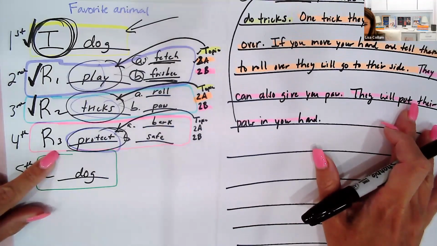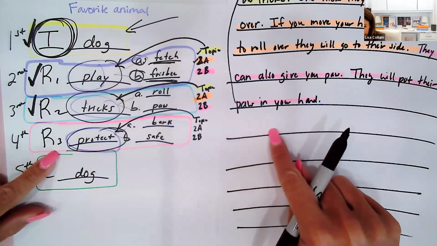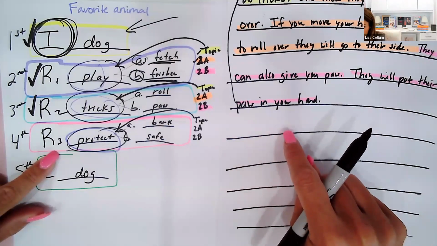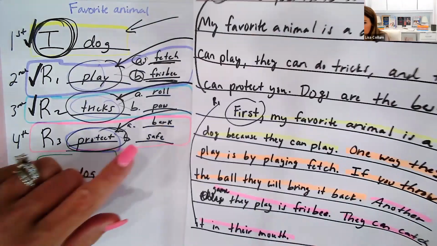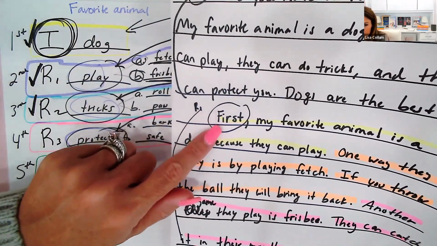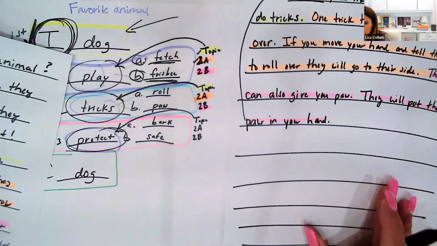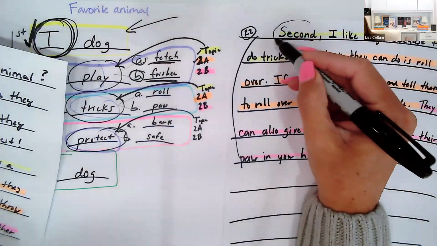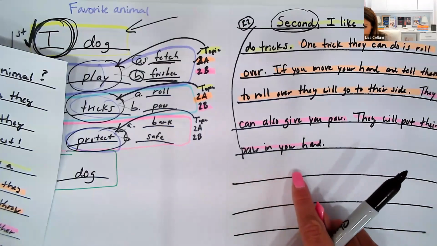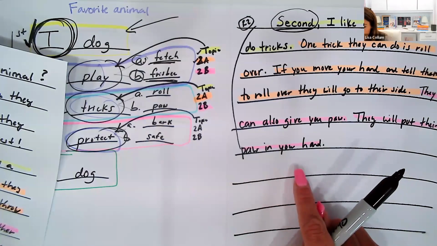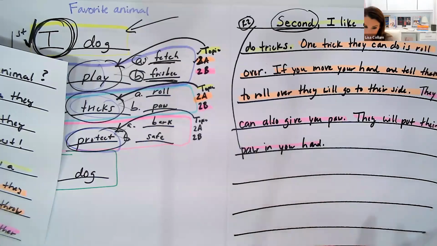You have to make sure that you start this paragraph by indenting and with a transition word. We've already used the transition word first for R1. We use second for R2. Now you're going to be on R3, so make sure you indent and start with the correct transition word. Write your T sentence and then 2A and 2B.